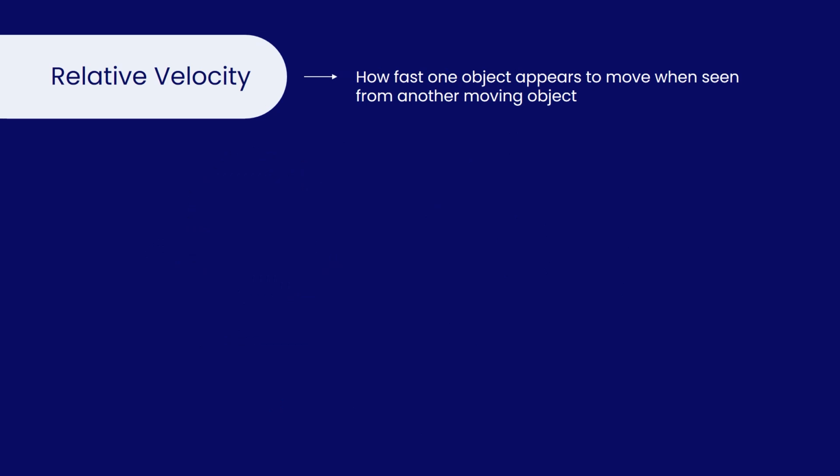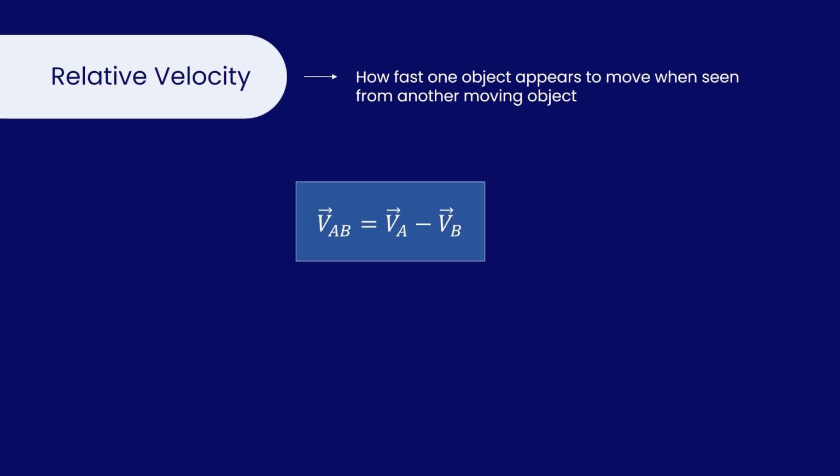Since relative velocity was covered in the previous video, I will briefly revise it. It is the velocity of one object relative to another, and it is an important application of vectors. This is the formula of relative velocity.